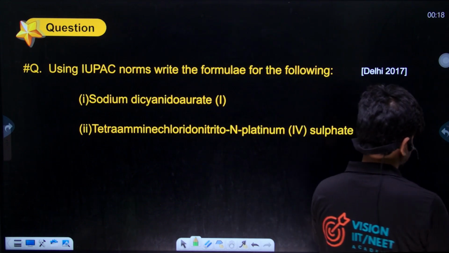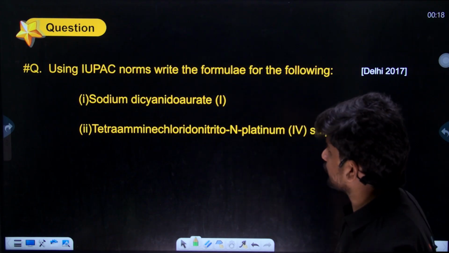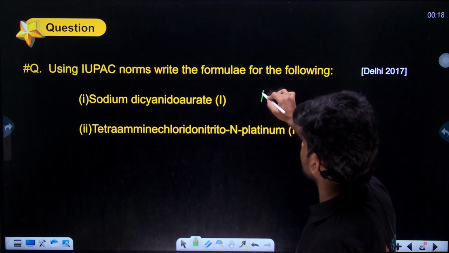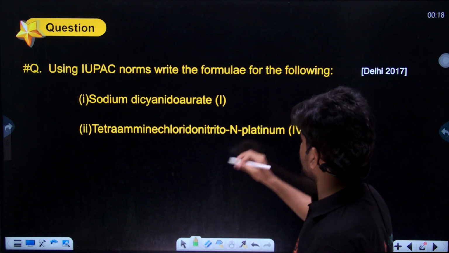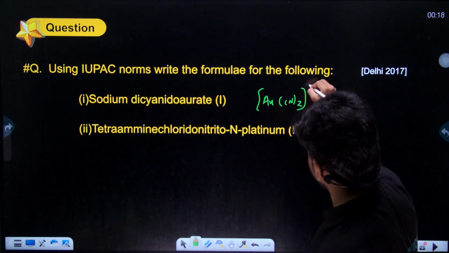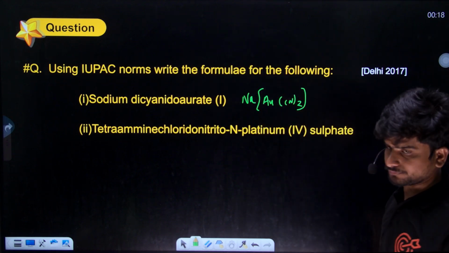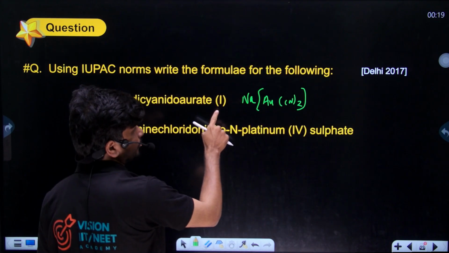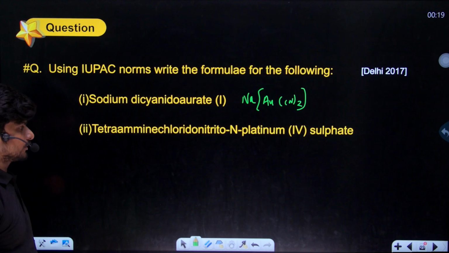Next. Using the IUPAC norms, write the formula for the following: sodium dicyanidoaurate. You have aurate, which is Au, then you have cyanide twice. So this charge will be negative. You require only one positive charge, which is one sodium, to balance this. Because the oxidation state is given as +1, so +1 and -2, the overall charge will be negative. So you need only one sodium for this.